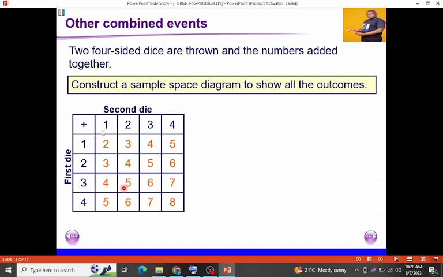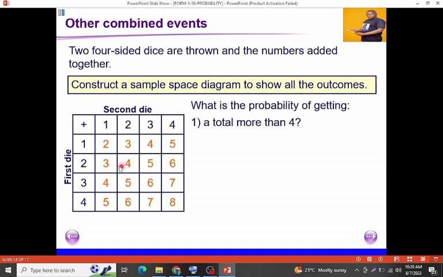So you have 1 plus 1 is 2, 1 plus 2 is 3, 1 plus 3 is 4, 1 plus 4 is 5, and so on. So you have a sample space here. So what is the probability of getting a total more than 4? So check how many outcomes you have. You have 16. If you count these numbers, there are 16 of them, the ones that are colored. So count the numbers that are greater than 4. So you have 1, 2, 3, 4, 5, 6, 7, 8, 9, 10. So it will be 10 out of 16.